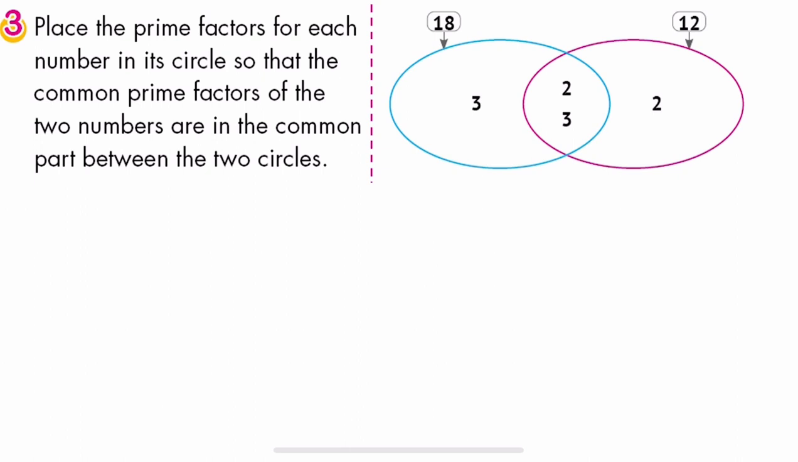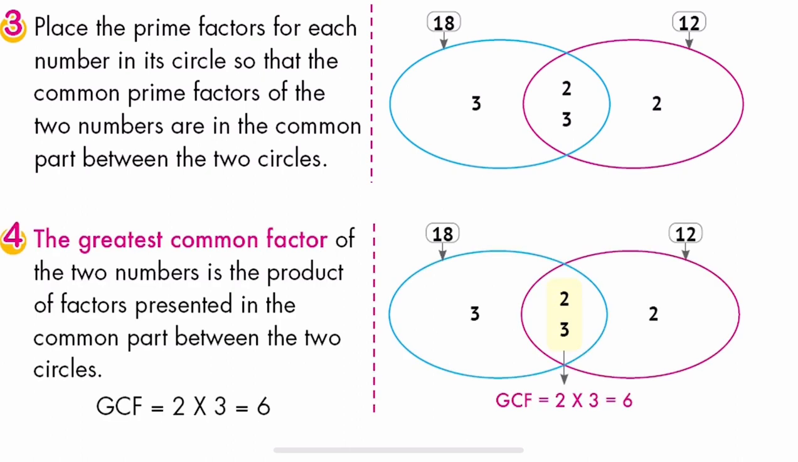Now we have GCF, which is the common numbers. The common numbers here are 2 and 3. So GCF equals 2 times 3, which is 6. So we can say that the greatest common factor of the two numbers 18 and 12 equals 6.